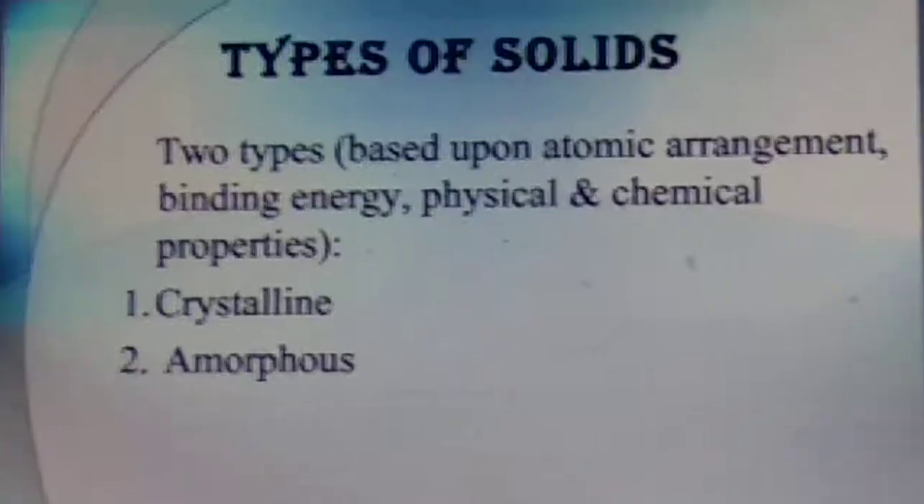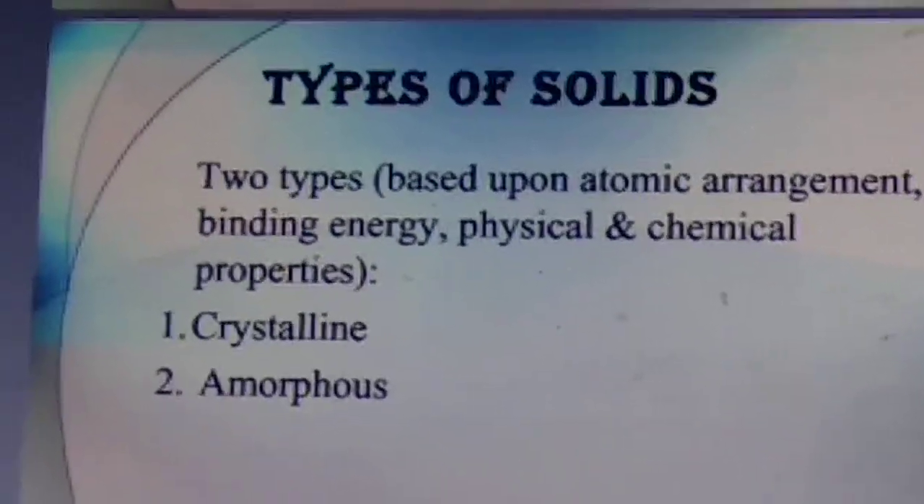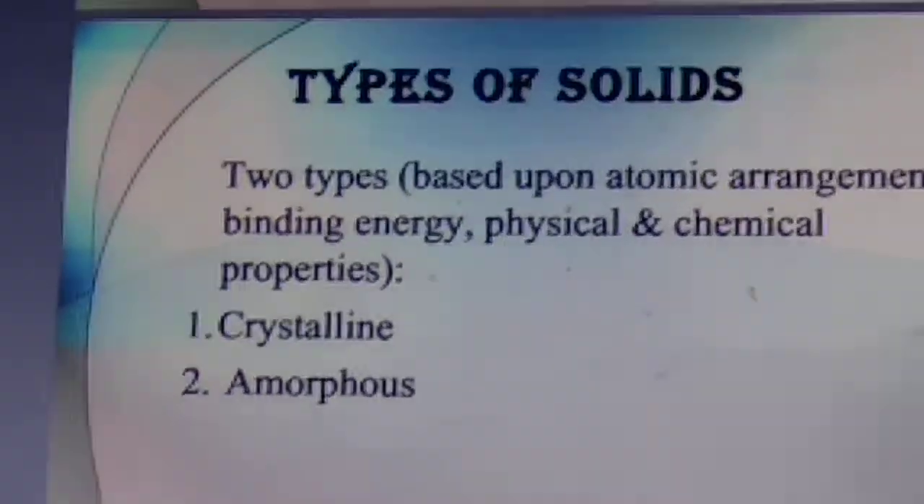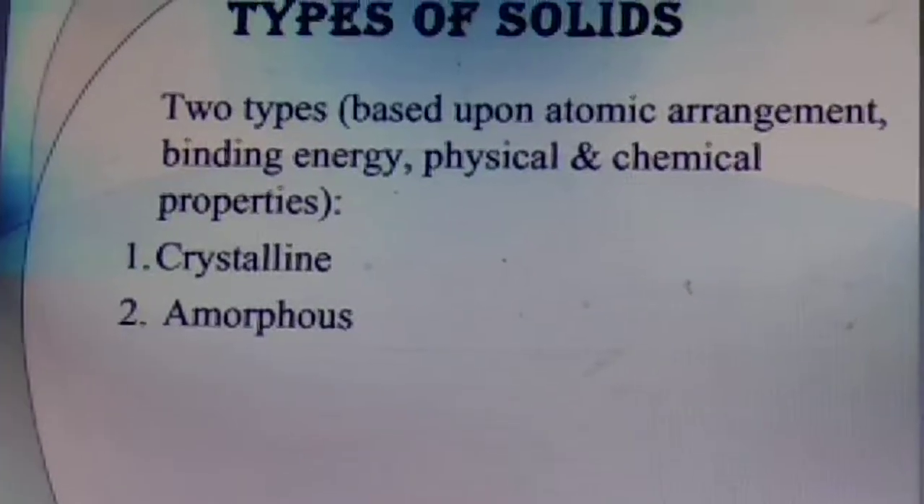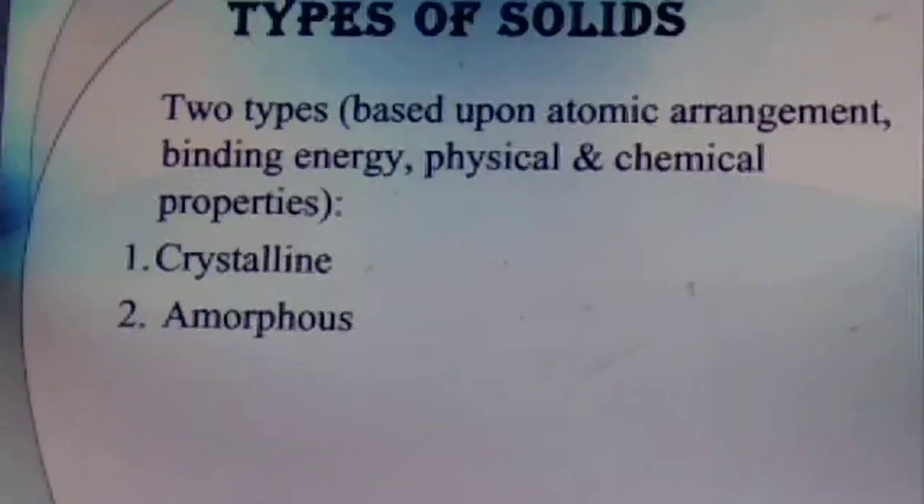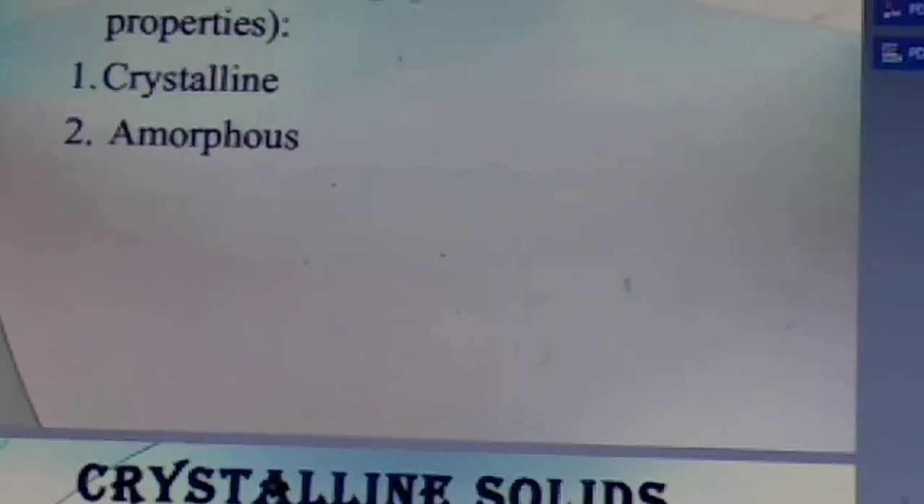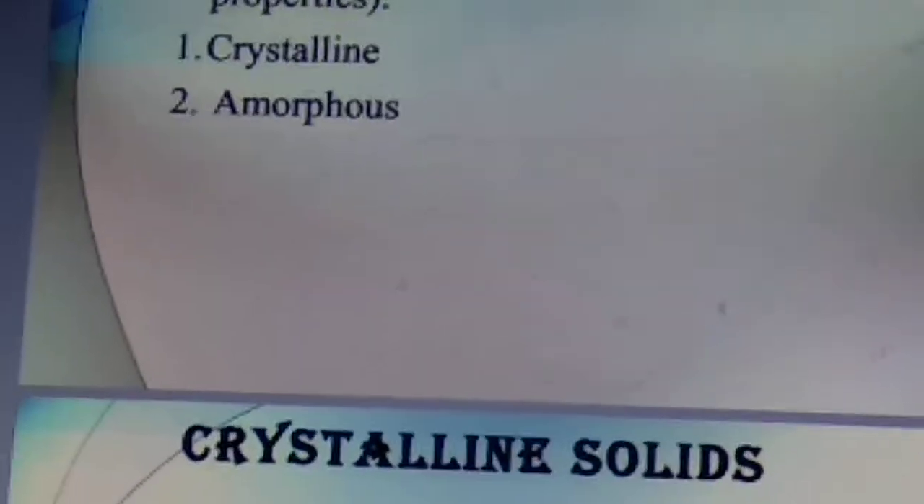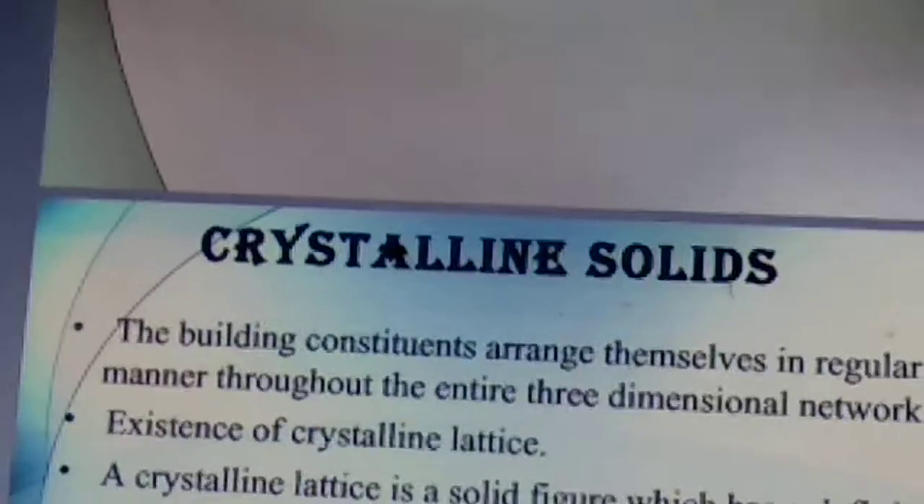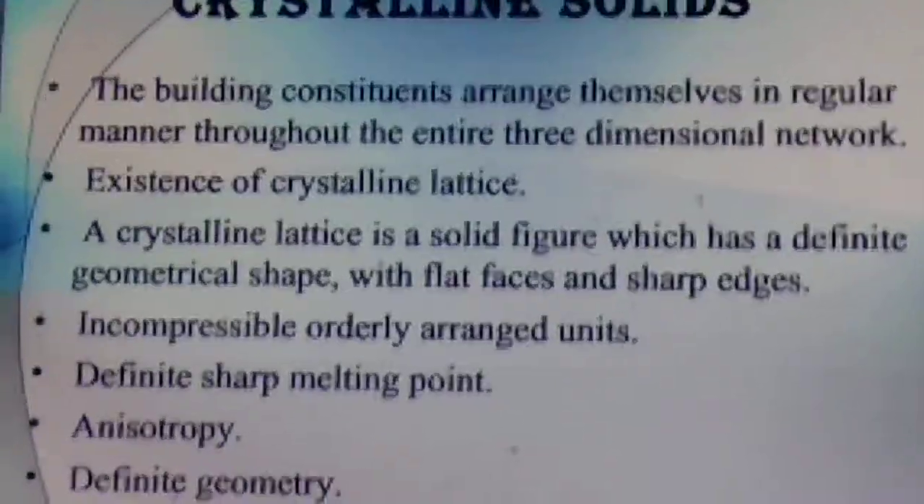Now, important things. The first topic of the chapter is types of solids. On the basis of the arrangement of the constituent particles, solids are of two types: one is the crystalline solid, another is the amorphous solid. Amorphous: a means no, morphous means form. And a crystalline solid means a regular arrangement of the constituent particles, and it is the true solid.